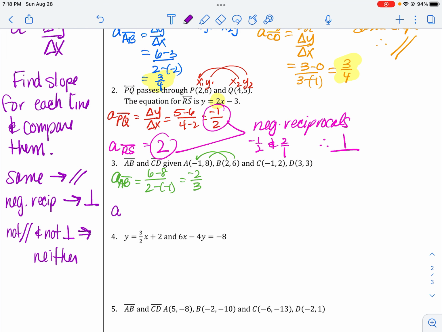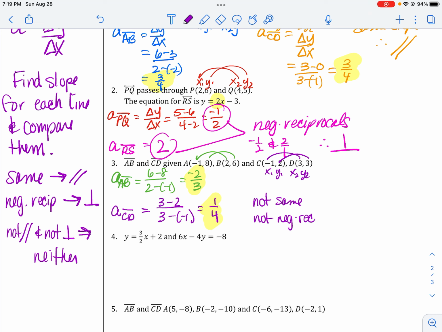So then when we do the slope of CD, x1, y1, x2, y2, I get 3 minus 2 over 3 minus a negative 1. That's 1 over 4. These slopes are not the same, not negative reciprocals, therefore they are neither.